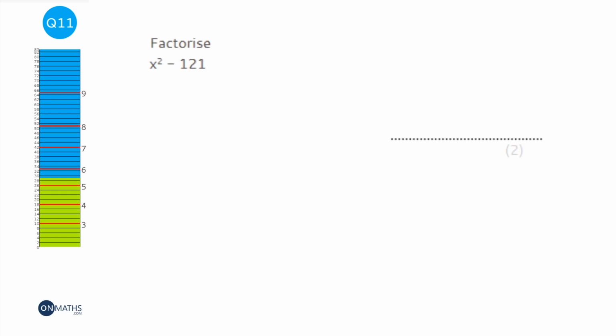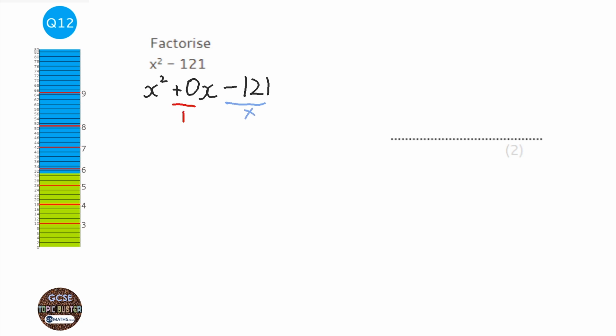So this question asks us to factorise, and this is a kind of special type of quadratic. Basically, one way of thinking about this is we've got an x squared plus 0x minus 121. So we need to find two numbers that multiply together to make minus 121 and add together to make nothing. Now the only way you can get two numbers that add together to make 0 is if they're exactly the same number but one's positive and one's negative. So we know that they're going to have to be the same number.